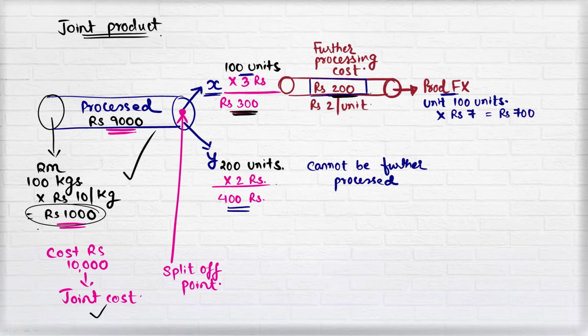So this is a further processing decision. Some of the questions will be getting of further processing, but right now we are concentrating on joint cost of rupees 10,000. It is for product X or product Y, both.